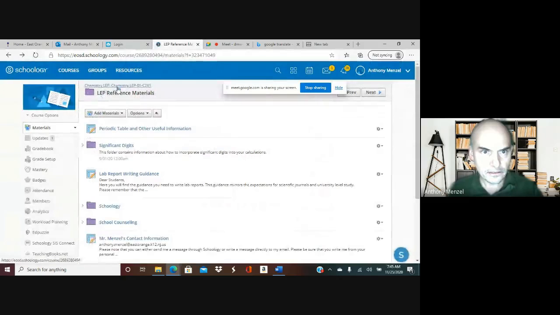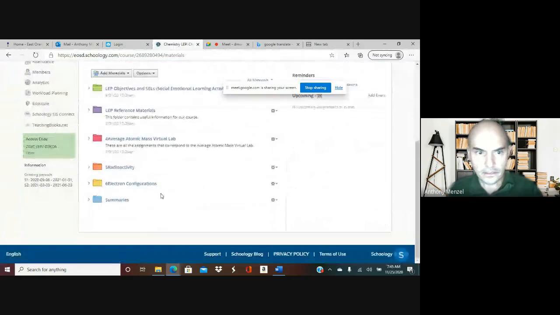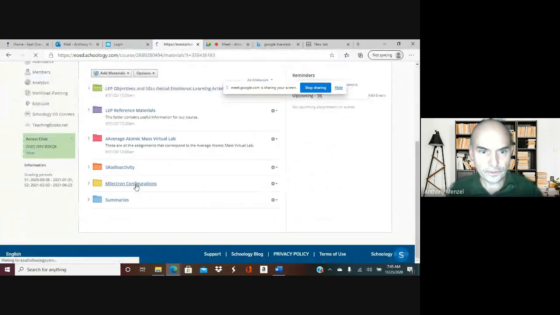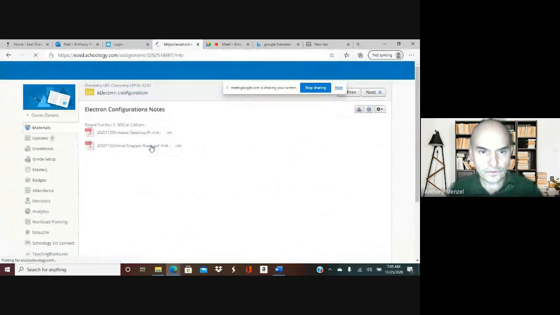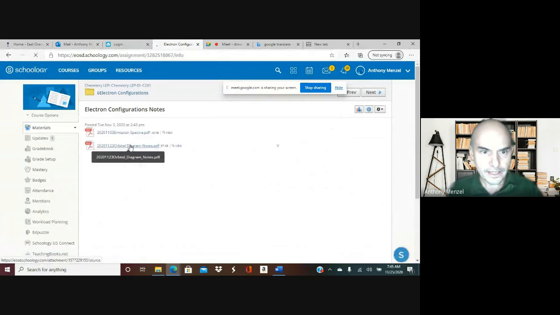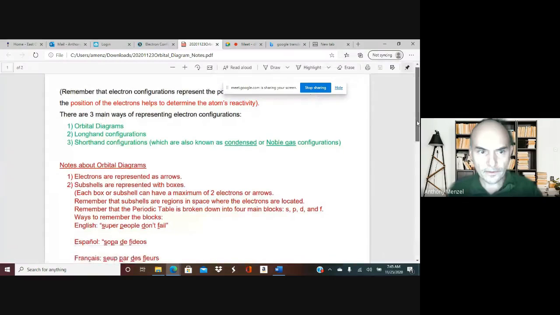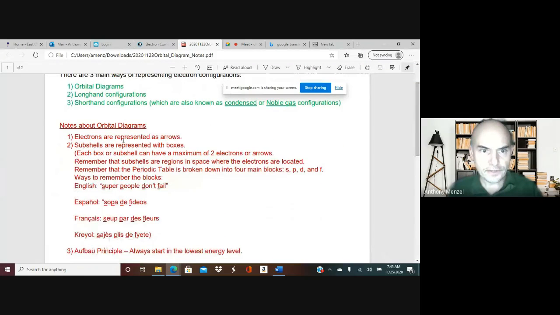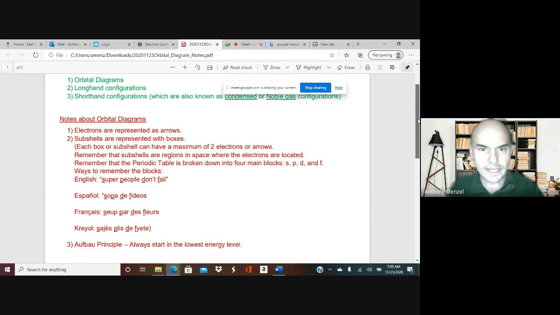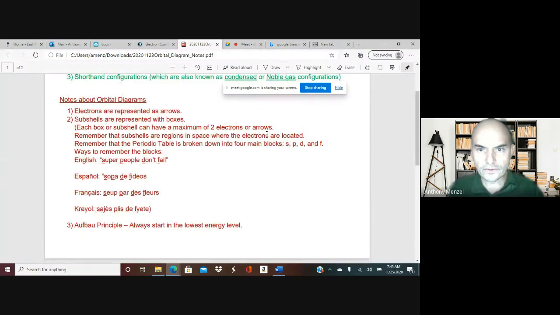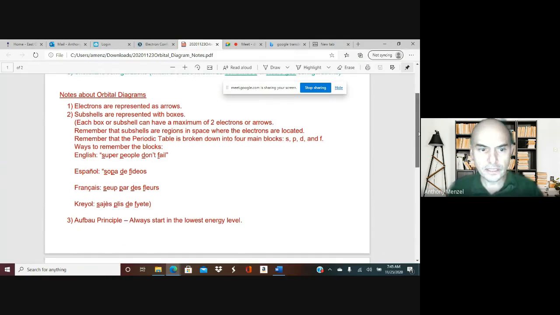going back to our yellow electron configurations folder, and we have notes. And in these notes that we went over one of our previous classes, our electrons are represented as arrows, the subshells are represented with boxes, and we can have a maximum of 2 arrows or electrons in each subshell or orbital.